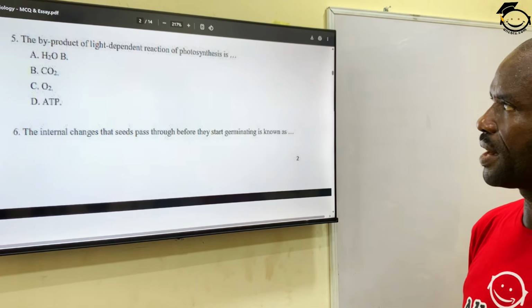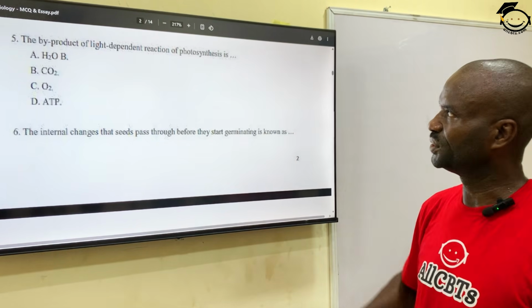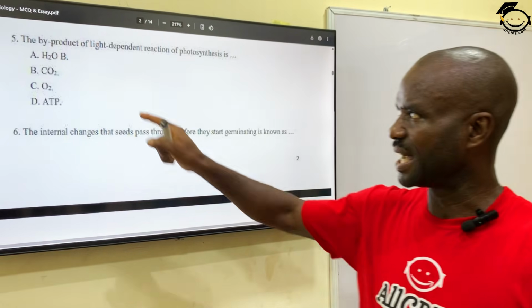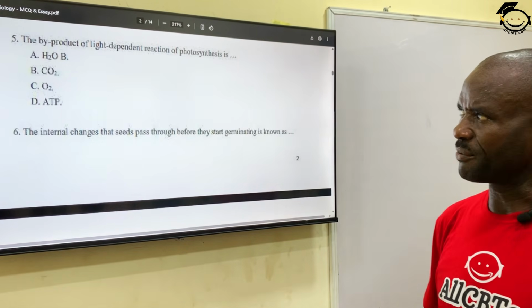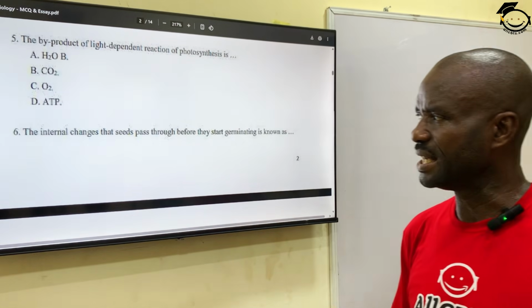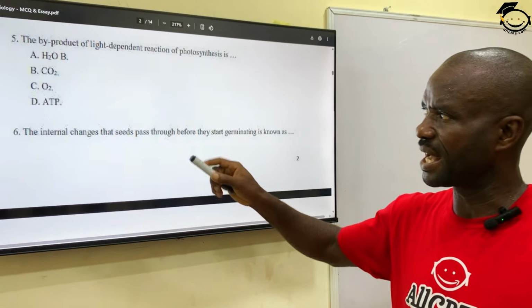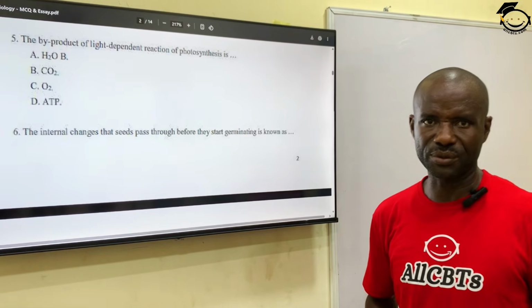Question 5 says the byproduct of light-dependent reaction of photosynthesis is A. Water, H2O. B. CO2, carbon dioxide. C. Oxygen. Then D. ATP, meaning adenosine triphosphate. The correct answer is C. Oxygen is a byproduct of photosynthesis.